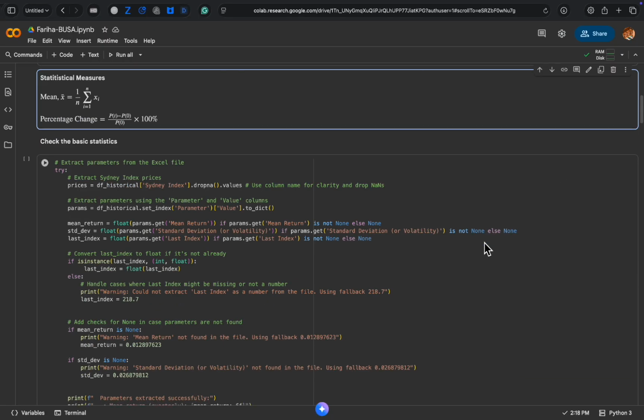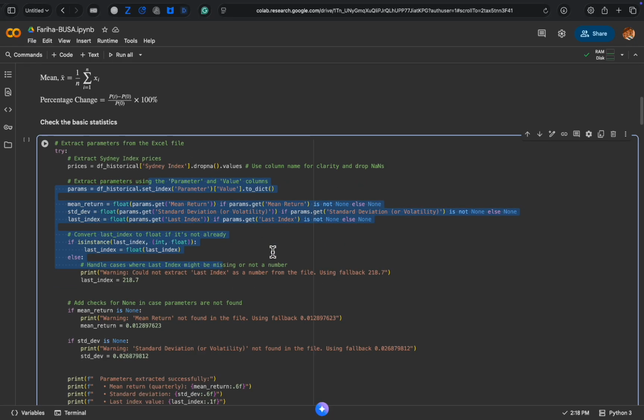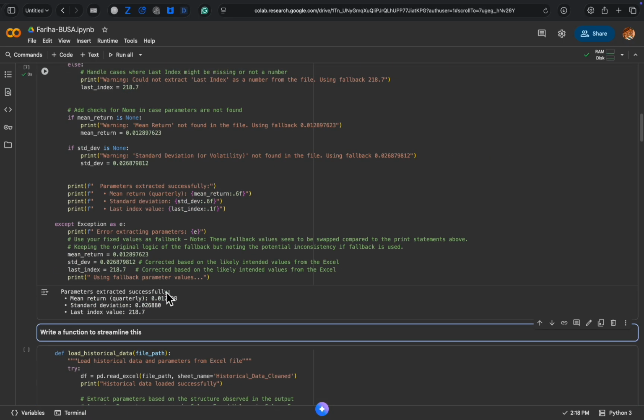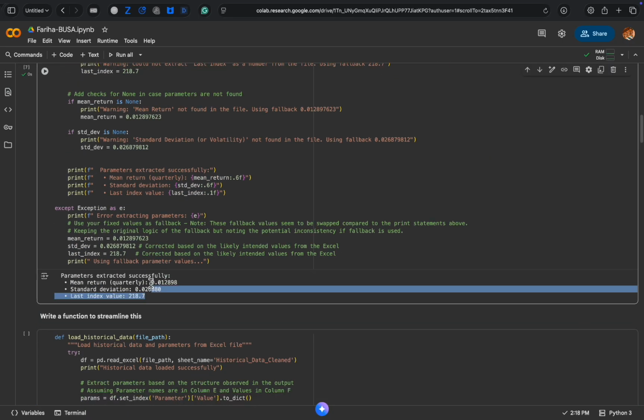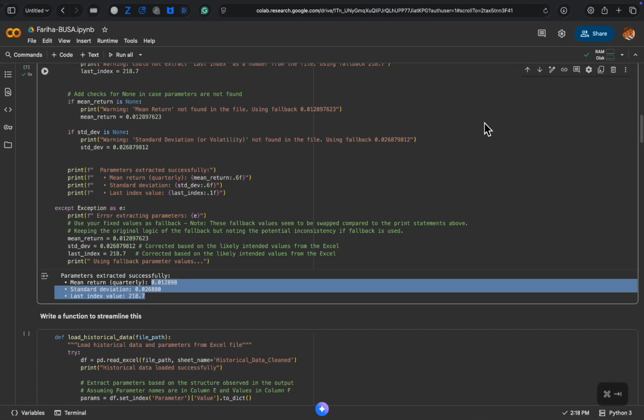To verify that this matches our data from the Excel file, we run basic statistical checks including a mean and standard deviation. As expected, this matched the values measured before.